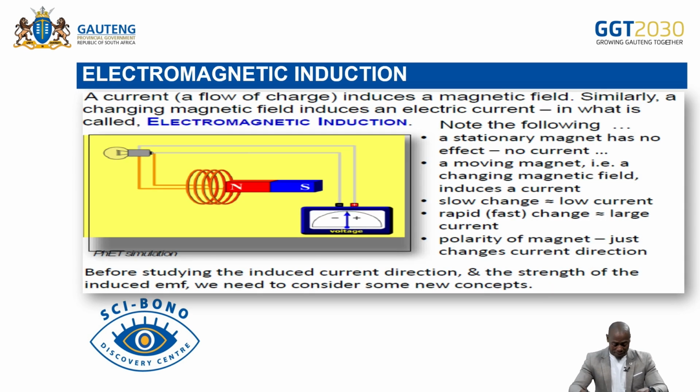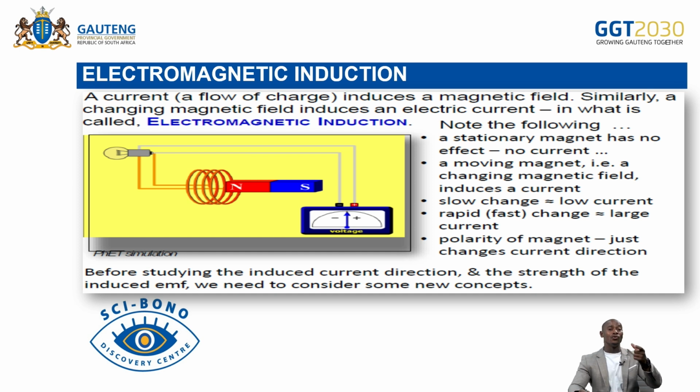All right. Then now let's look at electromagnetic induction. When we talk of electromagnetic induction, what are we talking about? Already we know that as long as there is current flowing through a conductor, whether it is a straight conductor, a loop, or a solenoid, as long as there's that current flowing through, then a magnetic field will be induced. All right.